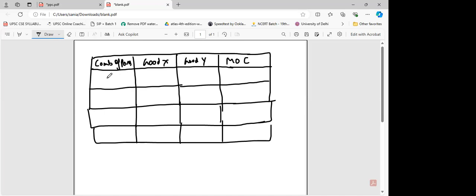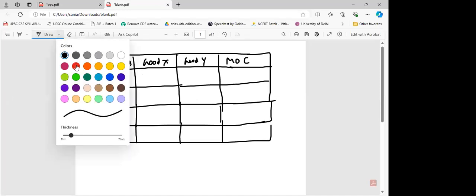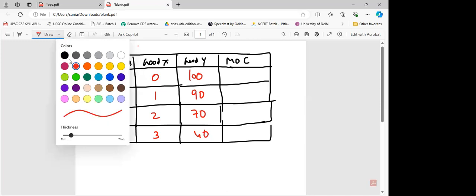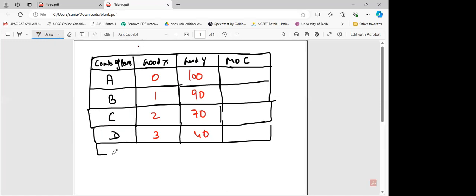Okay, let's start. So, for example, A, B, C, and D. For good X, you can write any, for example, 0. Earlier, you were producing 0, then 1, then 2, and then 3. And for good Y, earlier you were producing 100, then 90, then 70, and 40. Let's make one more, E. In this scenario, 4 and over here 0.